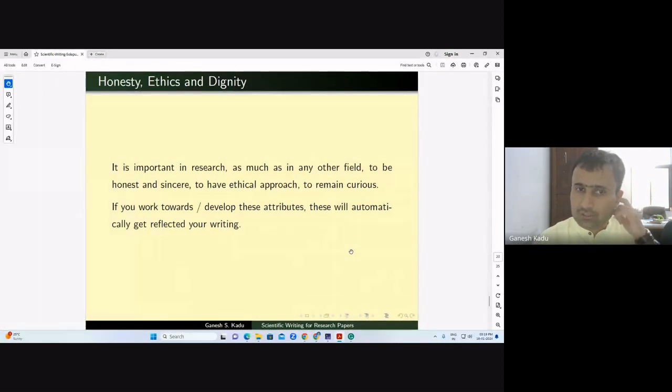To close this session, this is my last slide. It is important in research to be honest and sincere, to have an ethical approach, and to remain curious, because if you are not curious, you cannot really carry out any meaningful research. These qualities you develop over time by observing others, and if you develop these attributes, they will automatically get reflected in your writing.